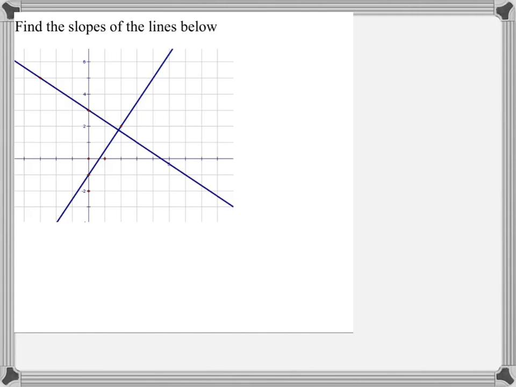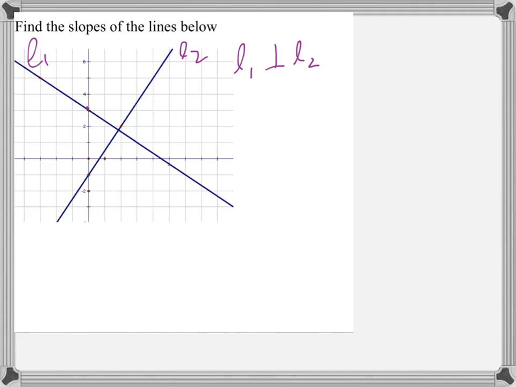Okay, let's investigate two lines that appear to be perpendicular. Now, actually, I'm going to give you that, let's call this L1 and L2. I'm going to give you that L1 is perpendicular to L2. Now let's look at their slopes. Remember, perpendicular means that they meet each other at right angles. So they intersect at right angles. They create right angles when they've intersected.